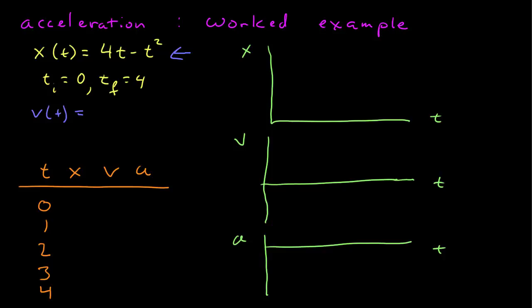The velocity, if I differentiate 4t, gives me 4. The derivative of t squared gives me 2t. So I can differentiate that to give me the acceleration. The derivative of a constant is 0, and the derivative of minus 2t is just minus 2. The acceleration is the same for every time, since it's just a constant. And so I can go ahead and graph that.